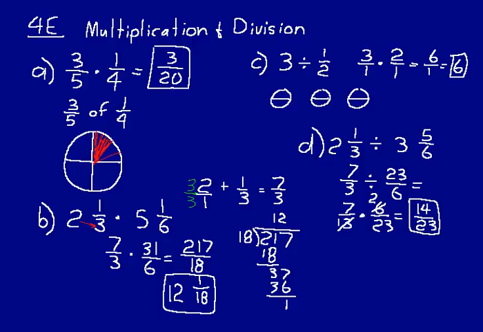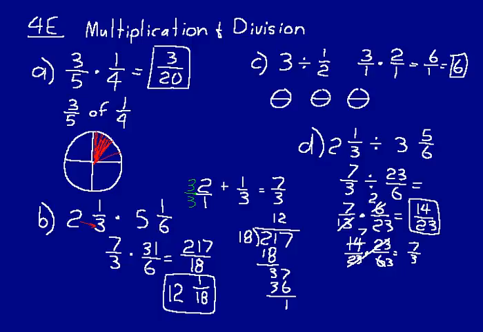We can always check our work to make sure we did it right. We can multiply 14 23rds by 3 5/6, or 23/6. The 23's would cancel. 14 over 6 would simplify to 7 over 3. And so our answer is 7 over 3, which was that original 2 1/3.